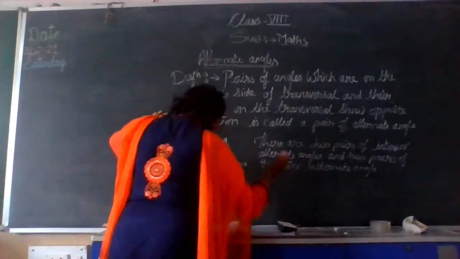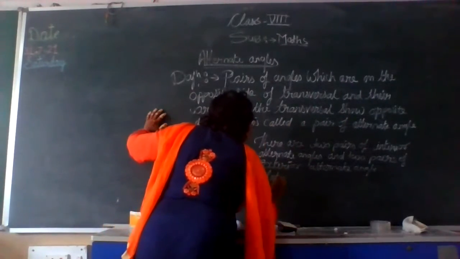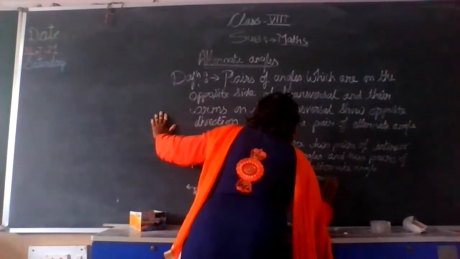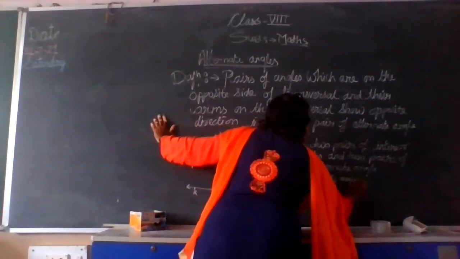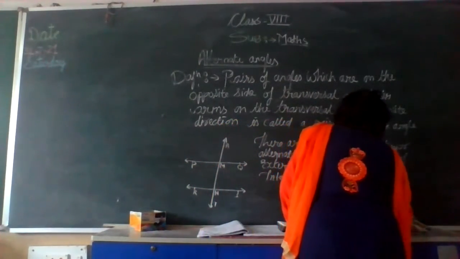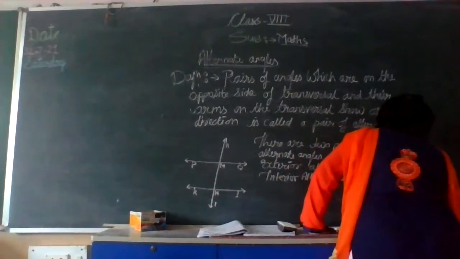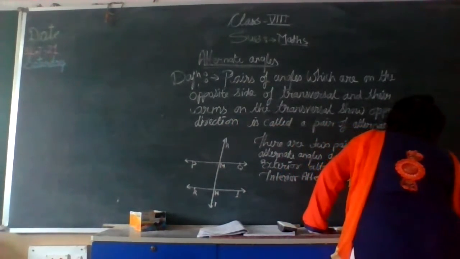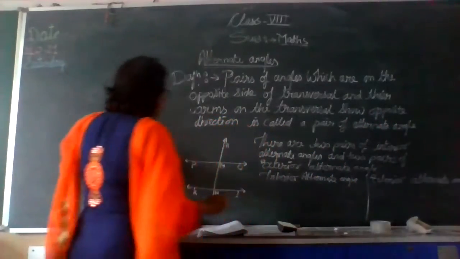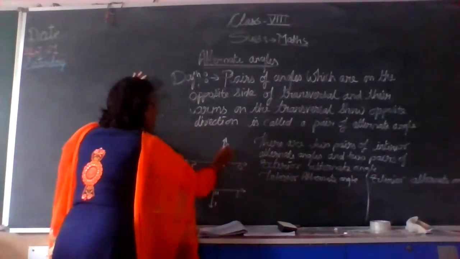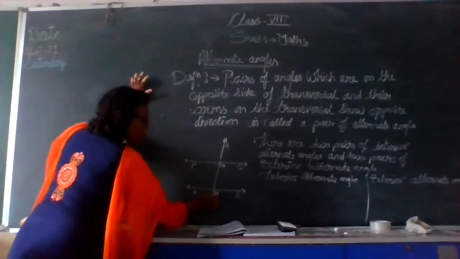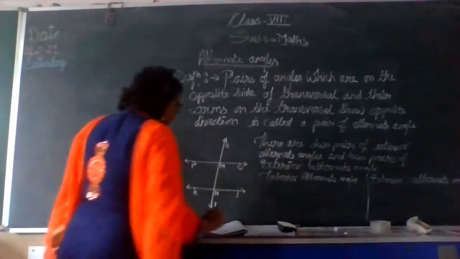So first we write interior alternate angle. And here I will write exterior alternate angle. Okay. So we write the pairs now. So here we will see that angle AMP, whose alternate angle is S and T. Okay. Right here.